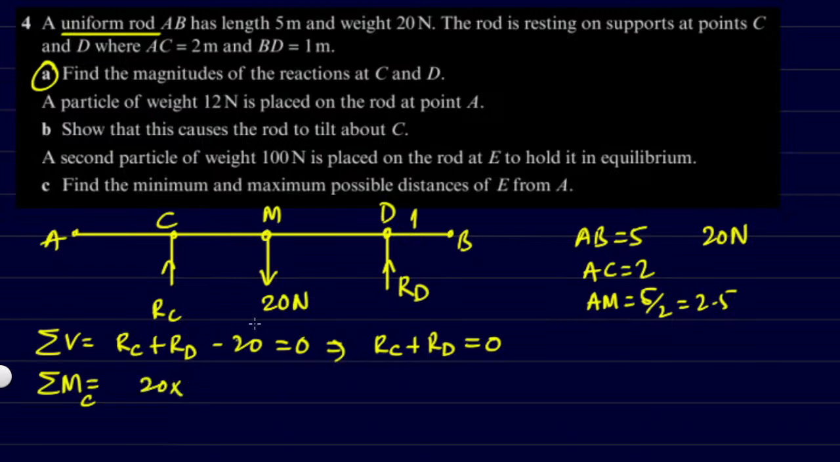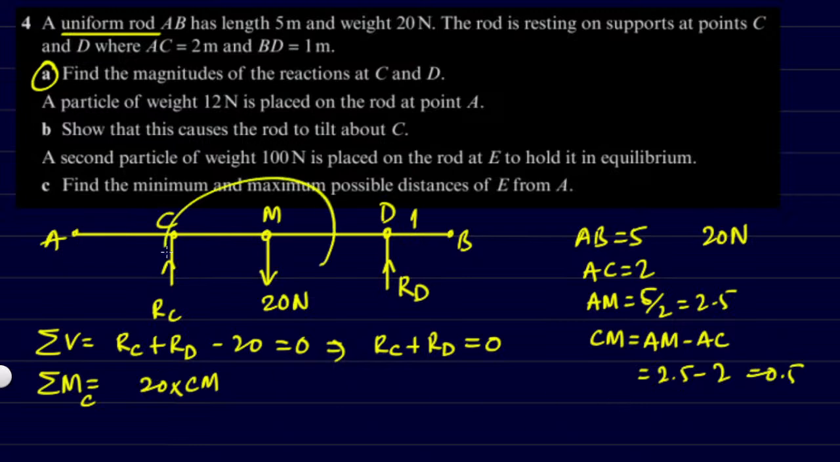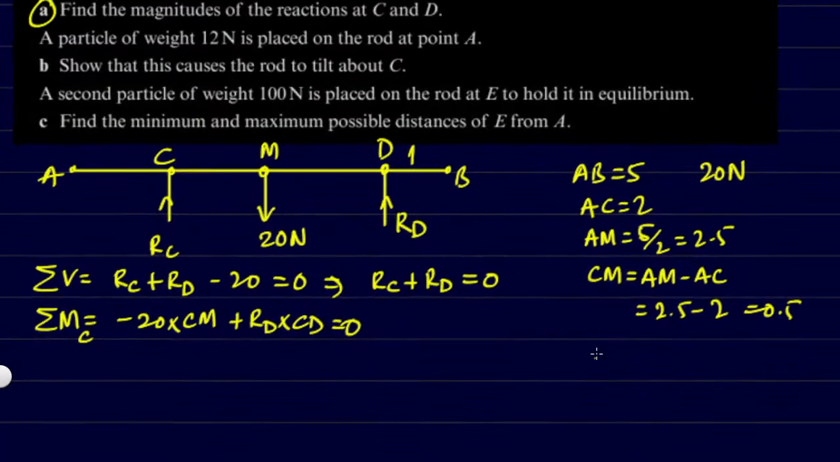So 20 into Cm. How much is Cm? Cm will be AM minus AC. Yes. AM length is 2.5 minus AC length is 2, so 0.5. And it's going this side, so clockwise, minus. The next, RD into CD, and this one will go anti-clockwise, so plus. Total should be 0. How much is CD?